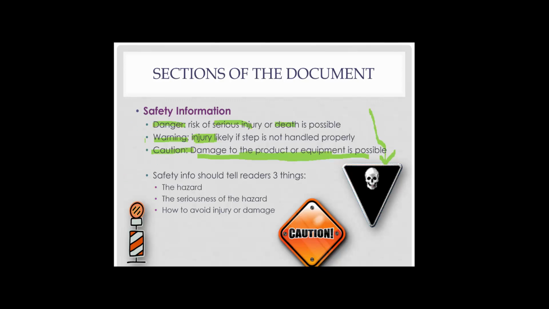So you need to learn which one to use at the right time, which one is an appropriate level for safety warnings and risks, depending on what the item is that you're using and what you're using it for. Safety information should tell readers three things: what the hazard is, like what the problem is and where it could occur, the seriousness, which is what these levels are, and how to avoid the injury or the damage. So what they could do to make sure it doesn't happen.